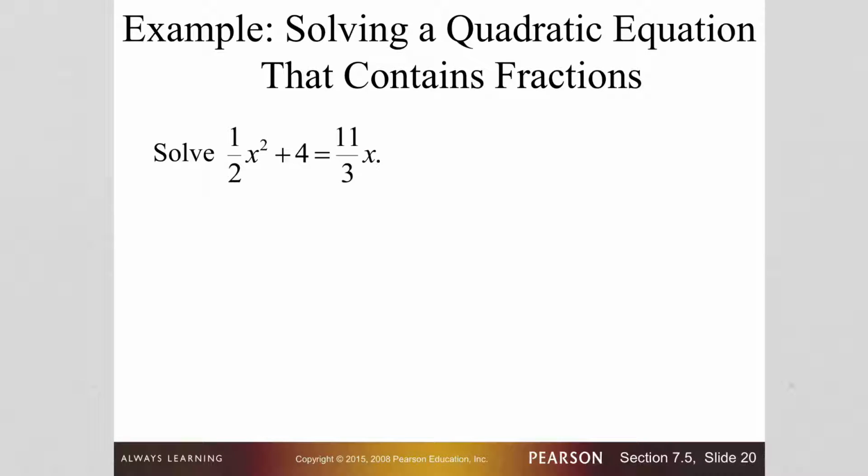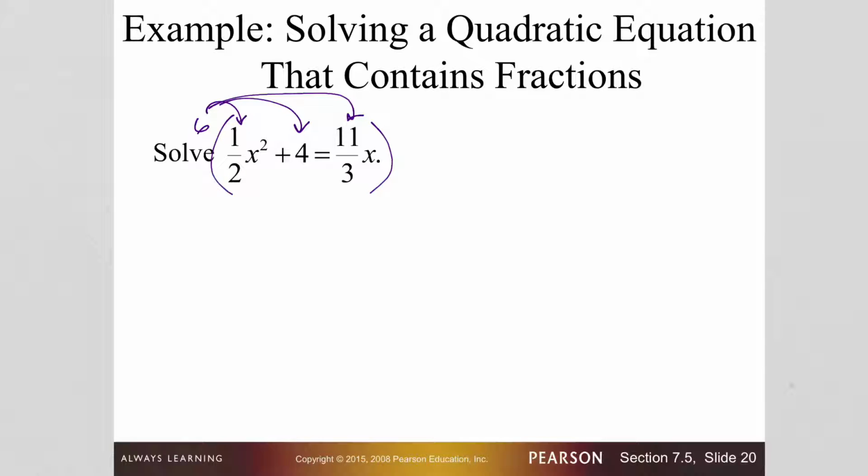Okay, so let's take a look at this problem. Looks like a hot mess because of those fractions, so let's see what we can do about that. Here's what I recommend. I recommend that you get rid of the fractions. So in order to get rid of the fractions, you have to multiply by the common denominator. So what is the common denominator between 2 and 3? It's 6. So you want to multiply 6 times every single term in the parentheses.